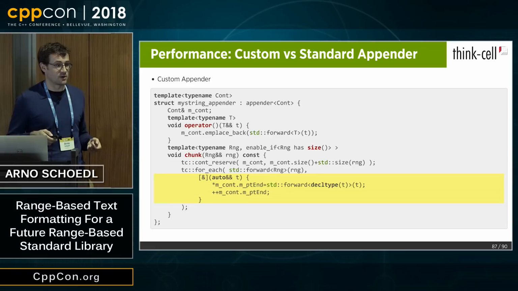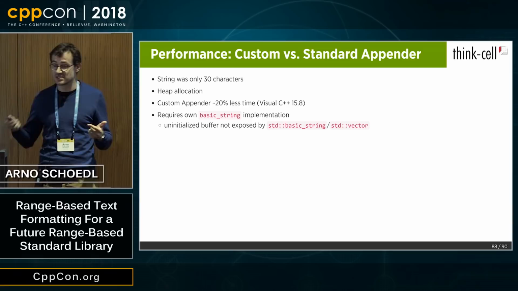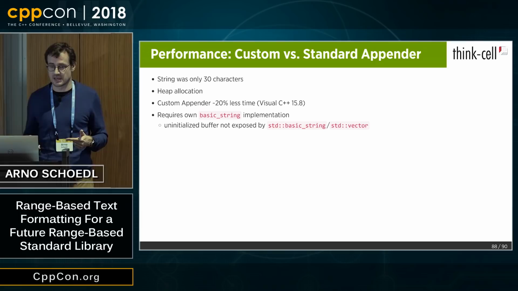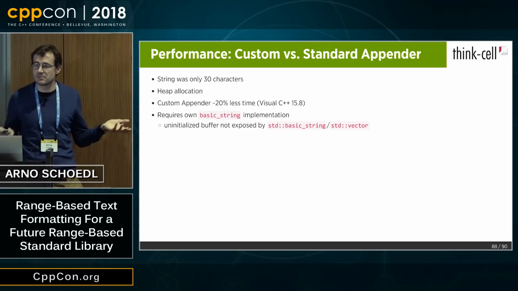How much do we get? Remember, the string was only 30 characters, not very long. And we had the heap allocation in there. I don't know how fast heap allocation is; that was done on a Windows machine. But still, with the latest Visual Studio version, it actually saves 20% of the time to not check for the end. So if it's done in a library, you get it for free.